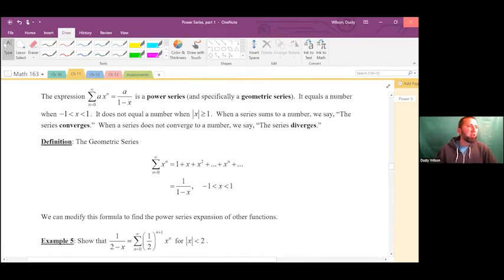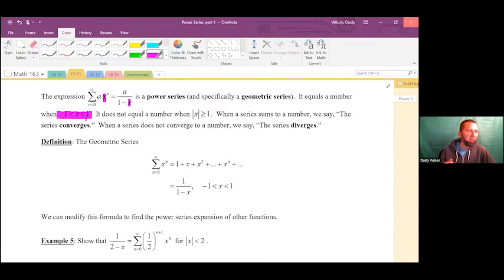So this expression, that the sum from n equals 0 to infinity of a x to the n being equal to a over 1 minus x, is an example of a power series, and specifically it's a geometric series. It equals a number only for those small values of x. Specifically, in this case, when we say small values of x, we're talking about x values between plus and minus 1, not including -1, not including +1.